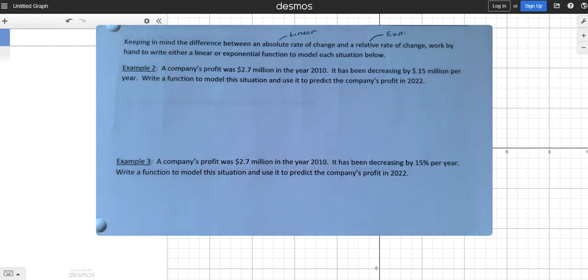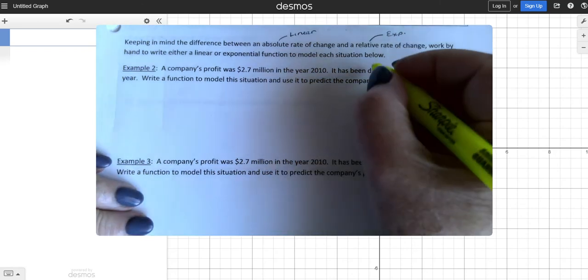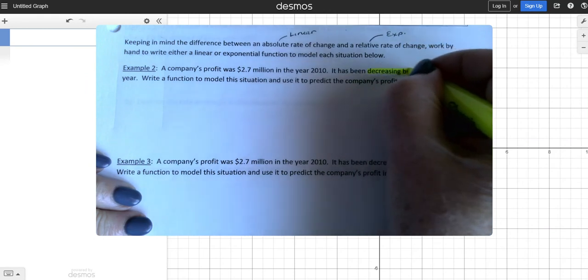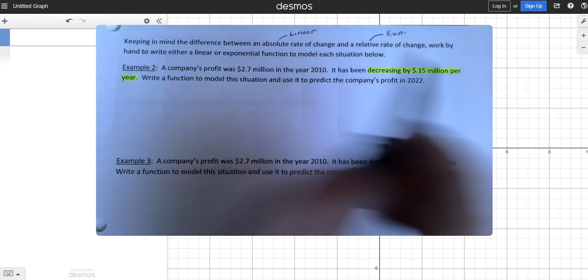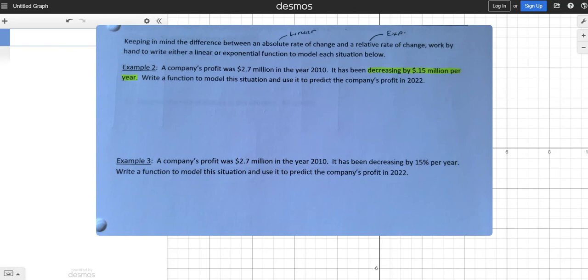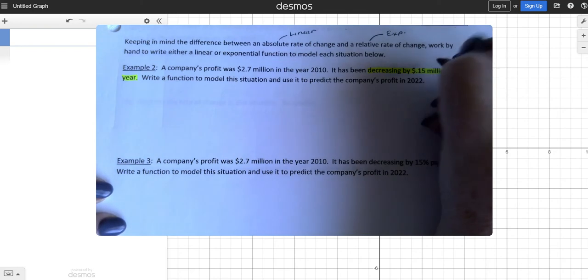All right, take a look at the rate of change statement. Decreasing by 0.15 million per year. That's an absolute rate of change, right? Relative rates of change are expressed as percents. This is not a percent. It's an actual value. It's an absolute rate of change.